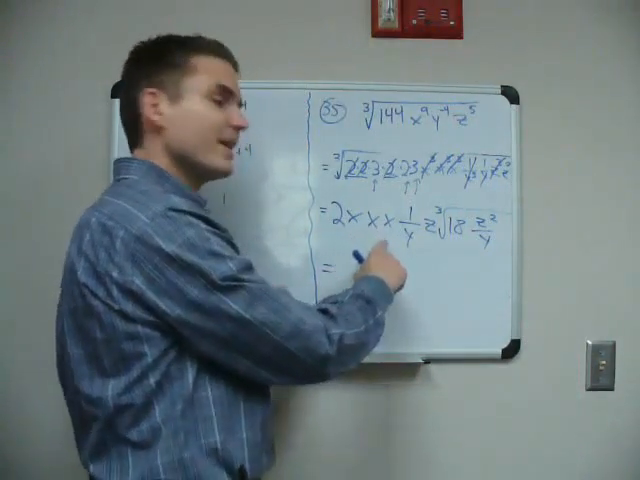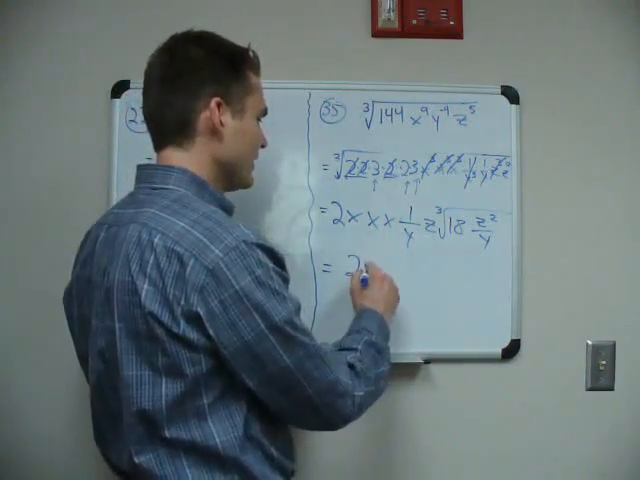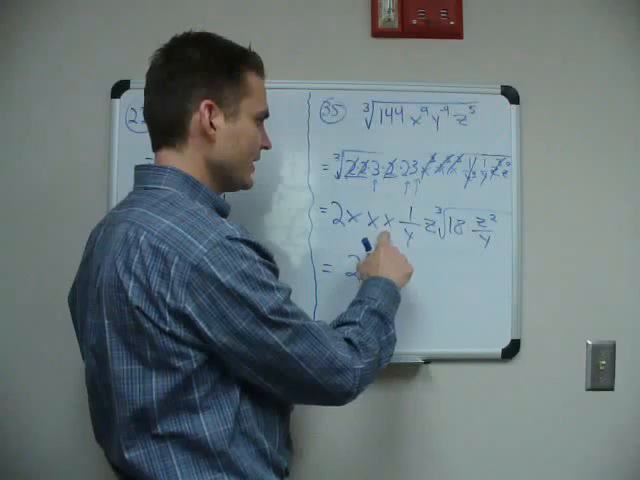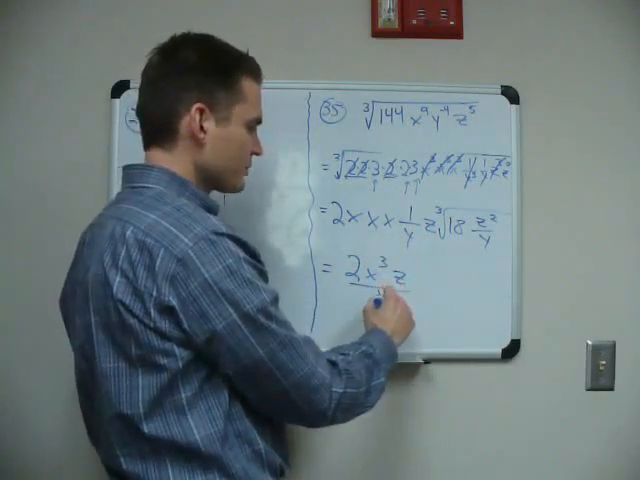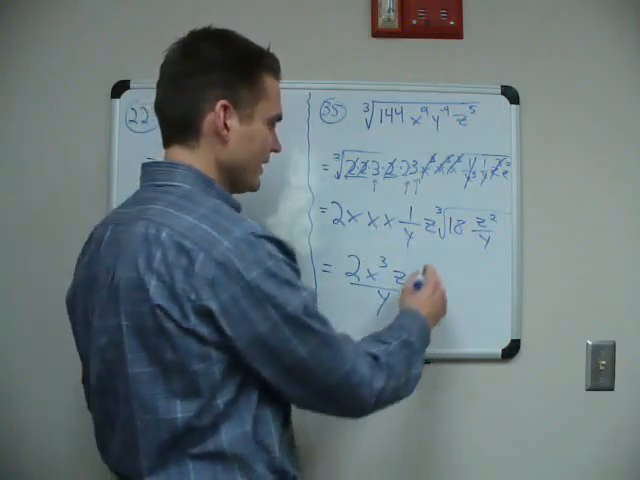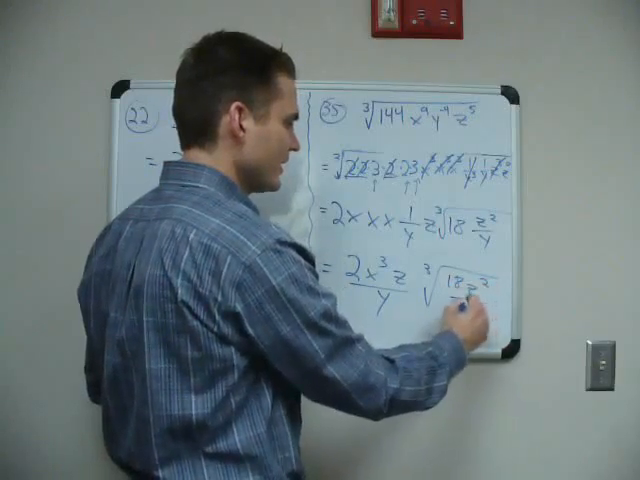The only thing I need to do is combine these x's, because typically we don't write x times x times x. We write it as a power. So that's 2x cubed, okay, times z, okay, times 1 over y, which will just put a y in the denominator. Okay. And that's times the cube root of 18z squared over y.